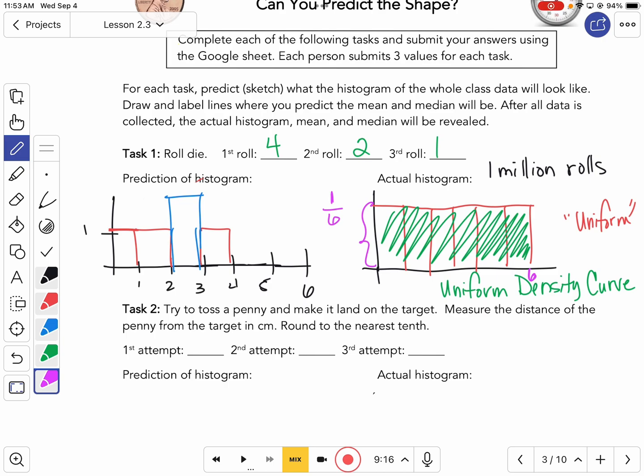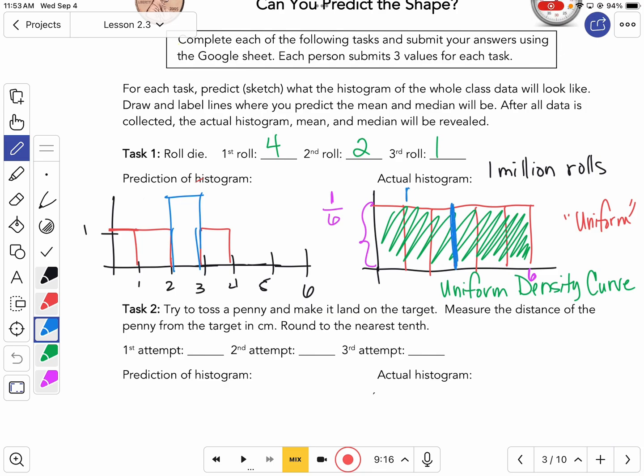Now, one of the things that's really cool about a density curve is that we can see the mean and the median. All right, so we know median is the same thing as the middle. Where would the middle of that curve be in that rectangle? It's not a trick question. They're literally in the middle, okay? So it would literally be in the middle.